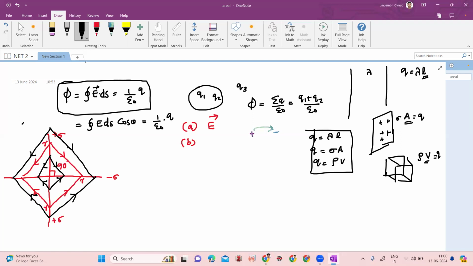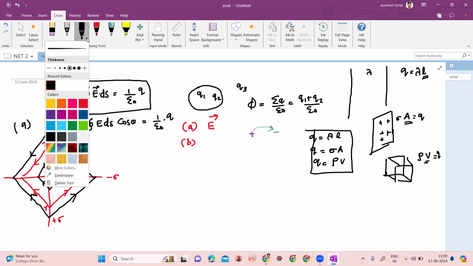If it is option A, our answer is option A. The field line starts from positive and ends in negative. That is the concept. Now we want to find out the value at any point.